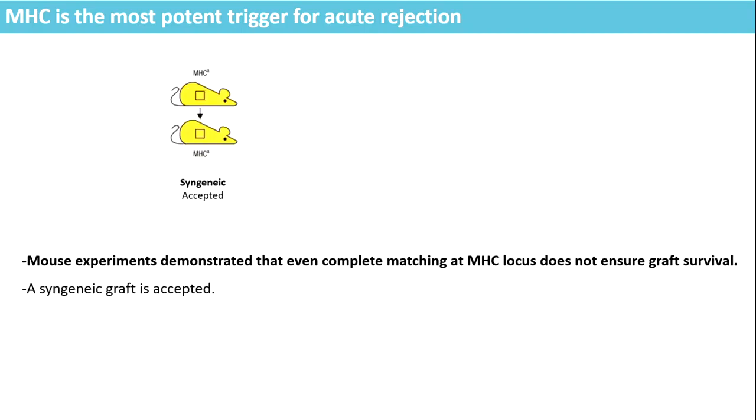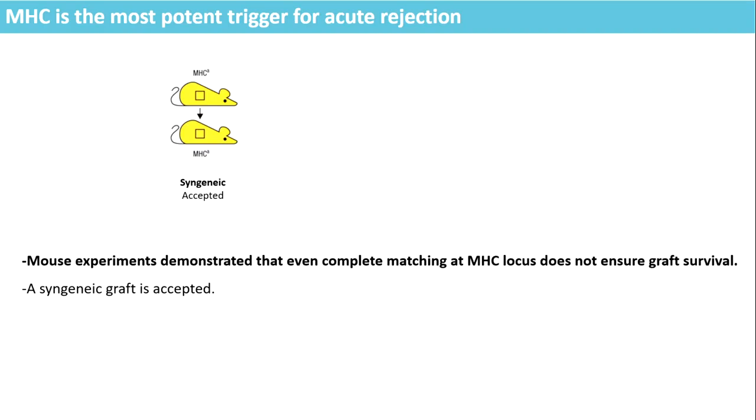So I just wanted to put this up because it's an experimental model, and it shows how MHC can be a very potent trigger for acute rejection. This was derived from mouse experiments, and it shows that even if we have a match for MHC, it doesn't necessarily ensure the graft's survival, and that's down to the minor histocompatibility antigens.